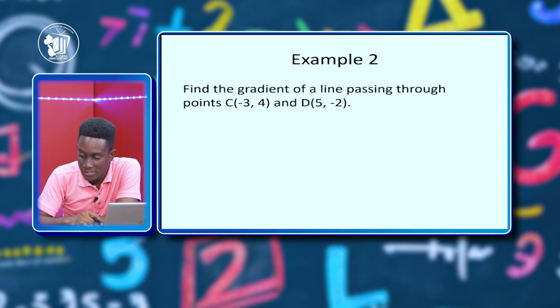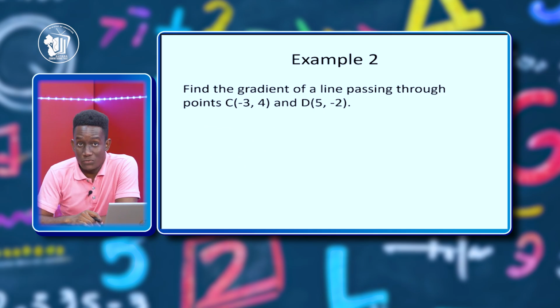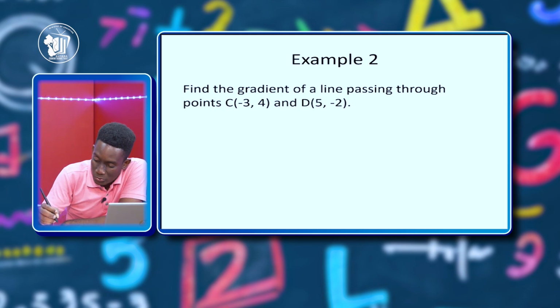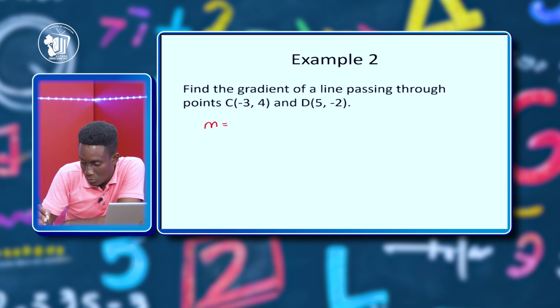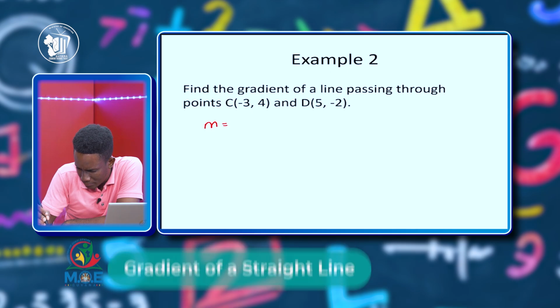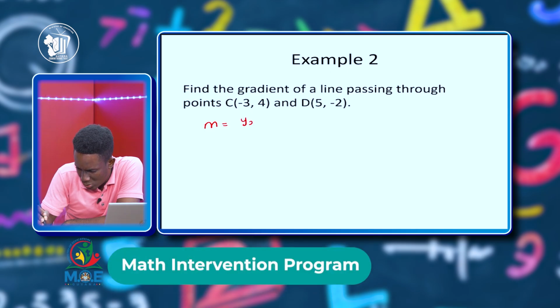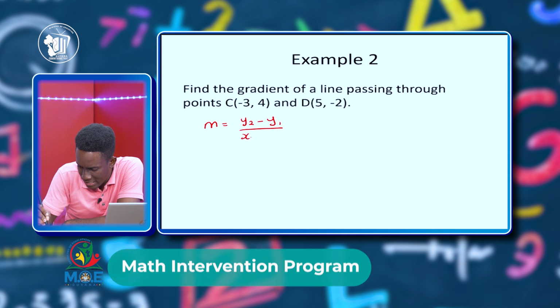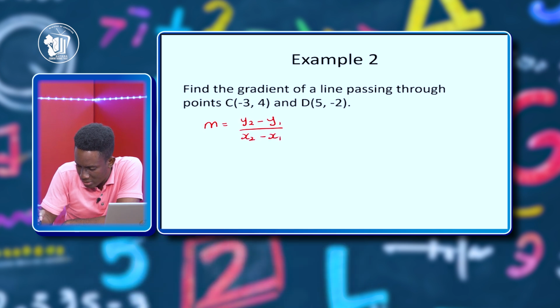So example 2 says, find the gradient of the line passing through the points C and D. So for C, we have coordinates -3, 4, and D, 5, -2. So we know the formula to find gradient would be the change in y over the change in x. So the change in y would be y2 subtract y1, all divided by x2 subtract x1.